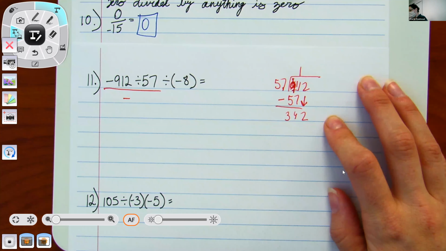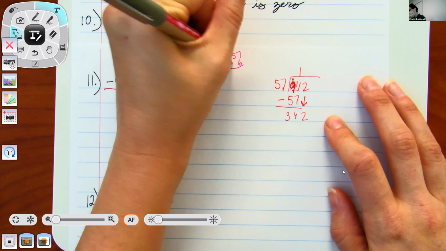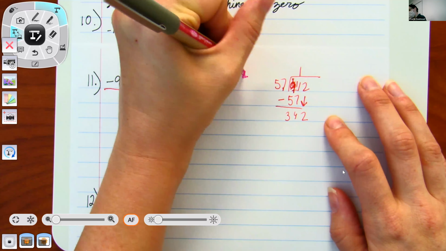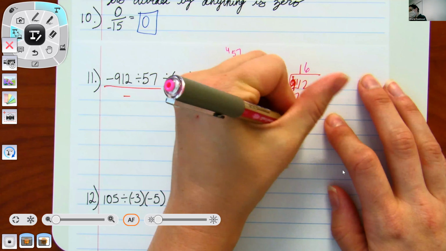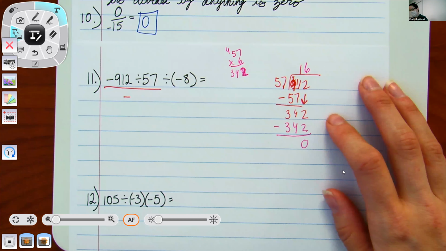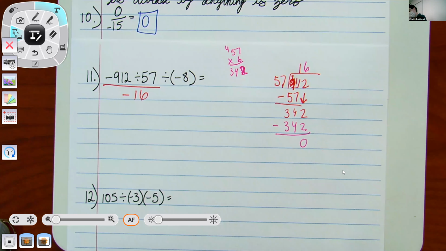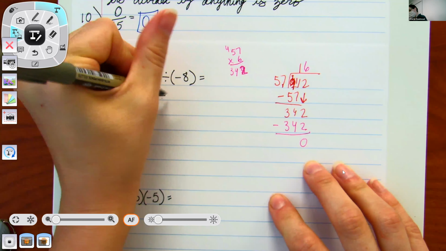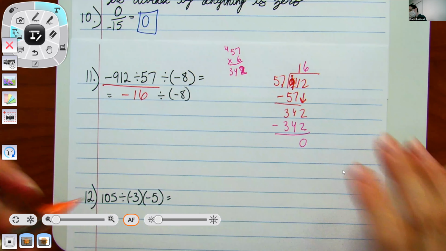And then let's see, how many times can 57 go into 342? I believe that's going to be 6. 57 times 6 is 342. So the answer for that part is negative 16. So negative 16 divided by, bring this down, divided by negative 8. So negative 16 divided by negative 8 is going to equal positive 2.